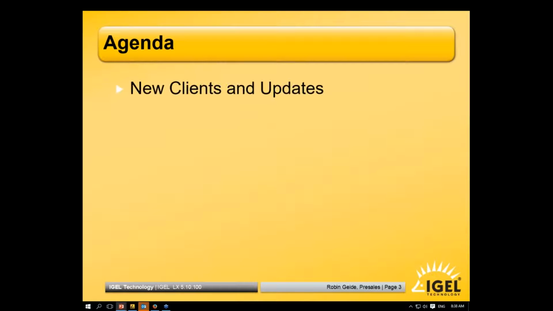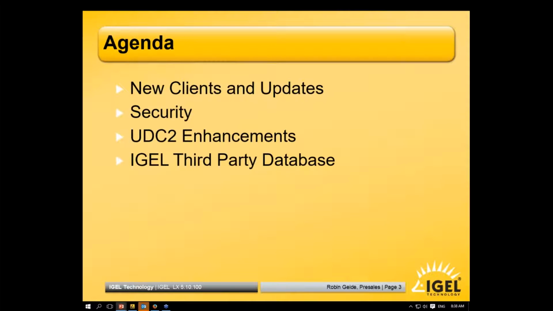The agenda for today: we look at the new clients and updates we made on the new firmware. I give you an overview about the security issues. We take a look at the UDC 2 and changes. We have a look together at the IGEL third-party database, where you can look which devices will work with the IGEL Linux UDC 2. And we have a look at the release notes and anything else. If you have any questions, I will show you where you can find answers.